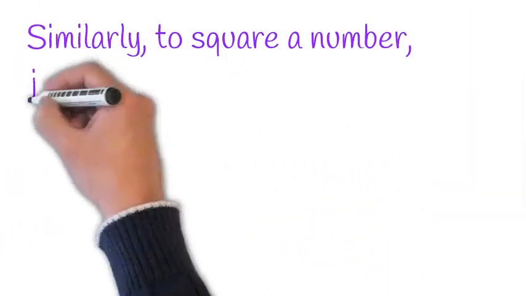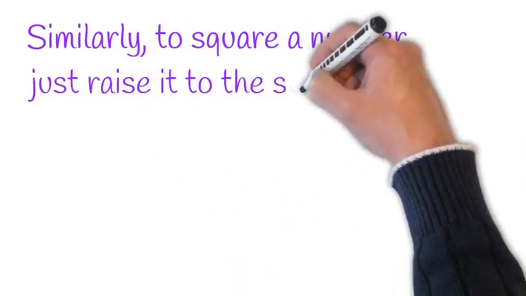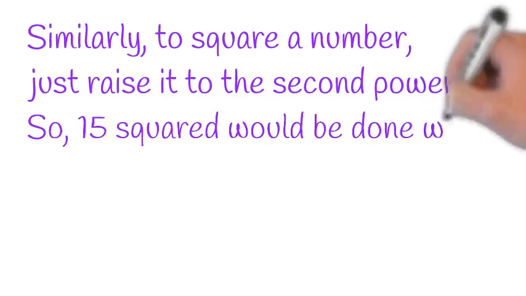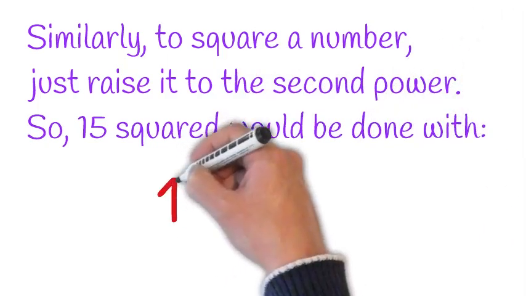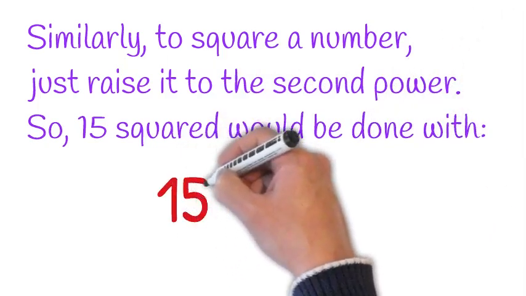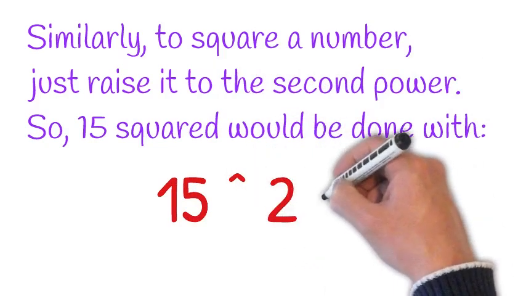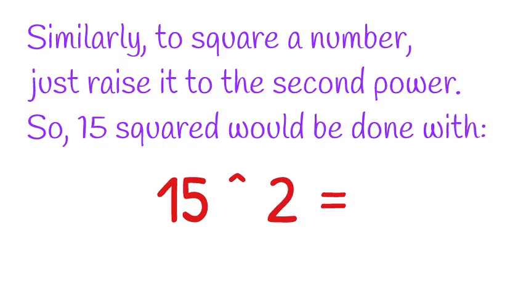Similarly, to square a number, we just raise it to the second power. So 15 squared would be done with 15, and then the power button, which is the caret, to the second power, and that equals. And then our calculator would give us our answer. Now, sometimes the power button is not the caret. On some calculators, it's x to the y or y to the x. So look for that.